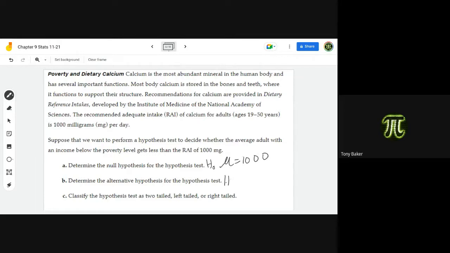And then my alternate hypothesis is, I want to show that it's less than, right? So that would mean this one is left. Yes.